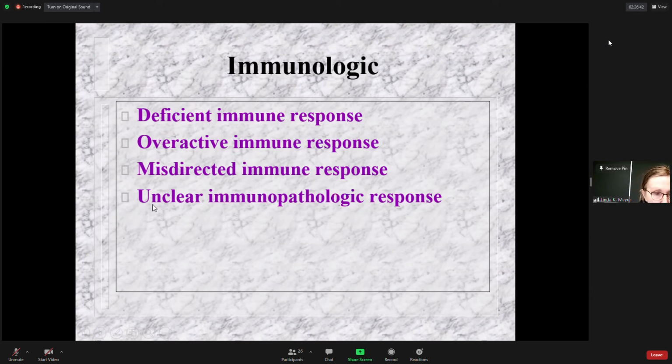And then there are immune responses that are not completely understood. So their cause is clumped under immunologic, but it's classified as being unclear. They see that there are certain cells in the immune response in the lesion, but they're not really sure what's happening entirely. So we'll be looking at this.